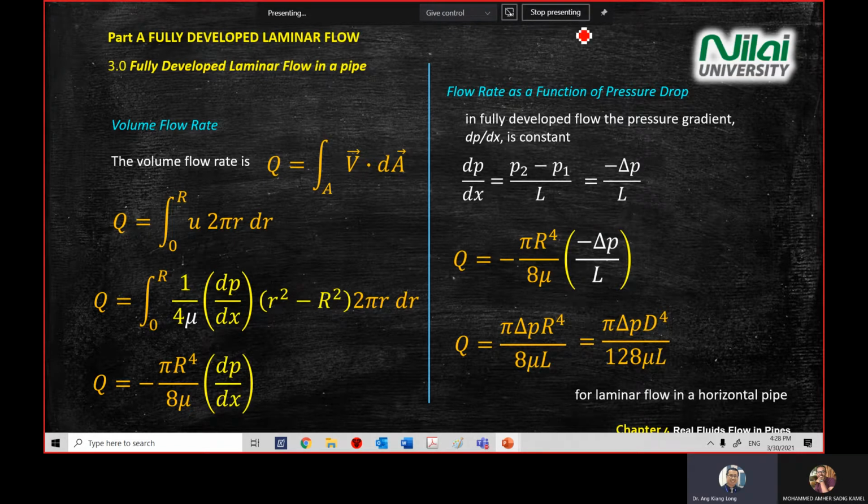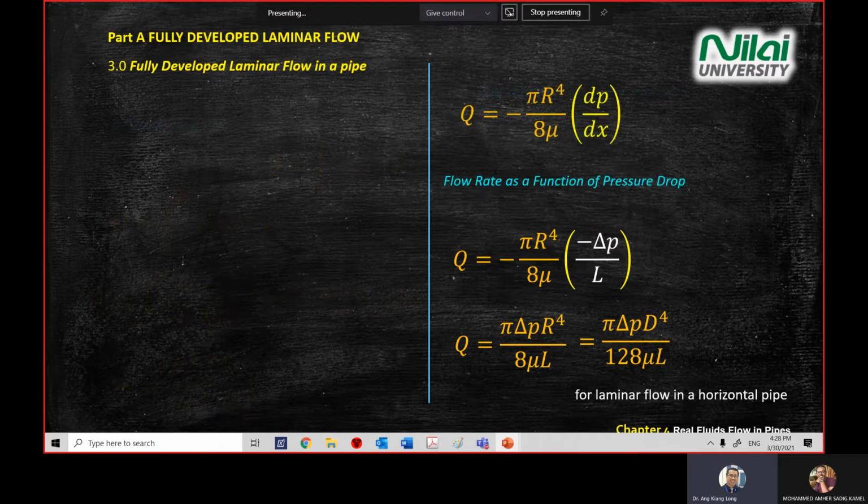Okay, so we are still at the laminar flow. Okay, we move forward. Since just now we covered the two equations for volume flow rate, one is the partial differential pressure, and one is the pressure drop.